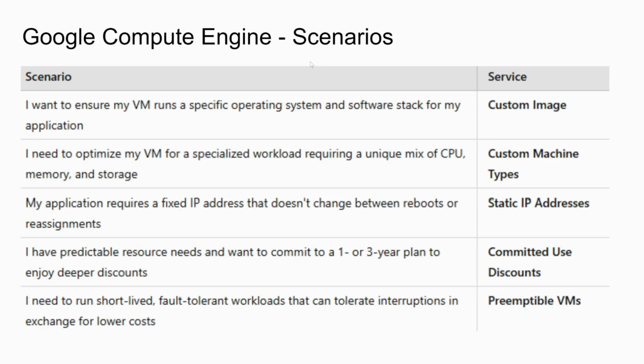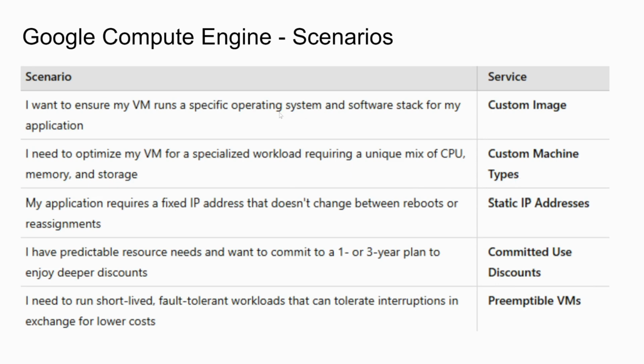Hello everyone, welcome back. In this video, let's discuss the Google Compute Engine scenarios. Based on the scenario, what type of service you want to opt for. Let me read this scenario: I want to ensure my VM runs a specific operating system and software stack for my application. Of course, we need to go with the custom image. I need to optimize my VM for the specified workload running a unique mix of CPU, memory, and storage. So we can go with the custom machine types.